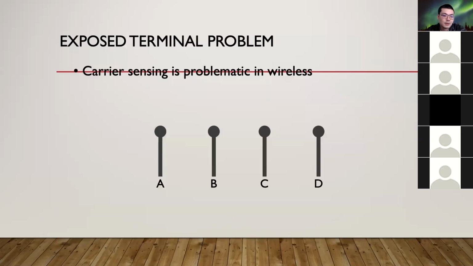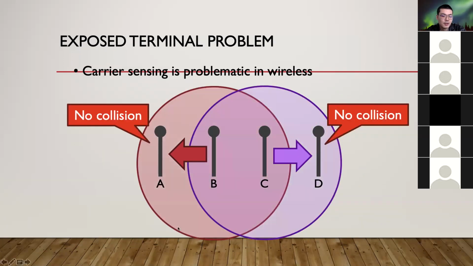The other problem is what I described earlier. This is called the exposed terminal problem. It shows that carrier sensing has some problem. For example, B is sending to A, and C is sending to D. A and D can each still get one packet: A got the red one, and D got the purple one. But if B and C are sensing the air, they will think they are in conflict, and they back off. It's not necessary.